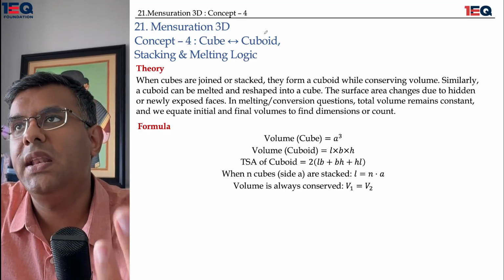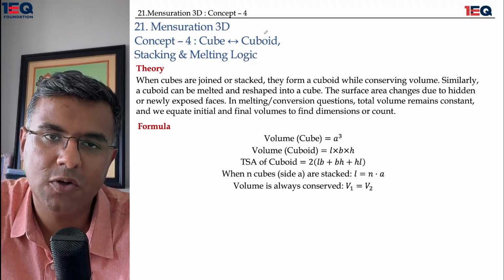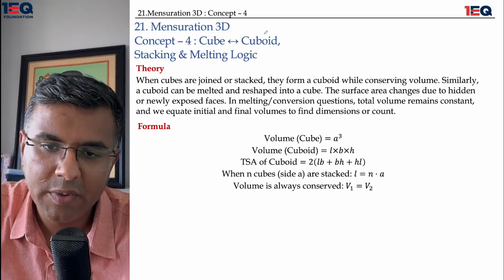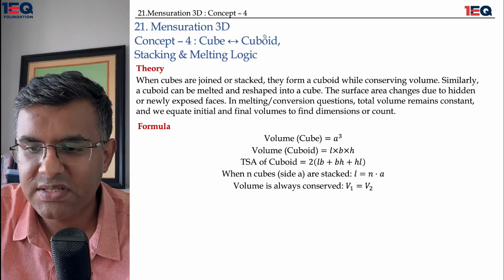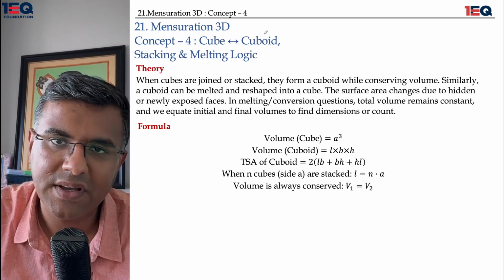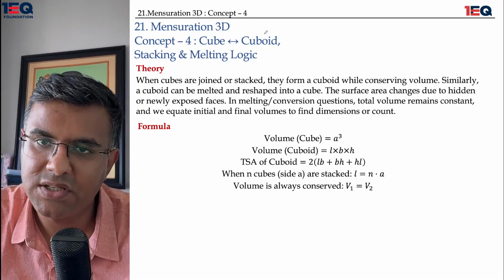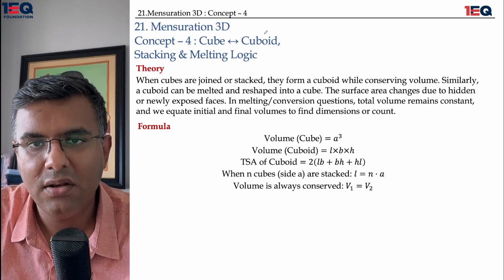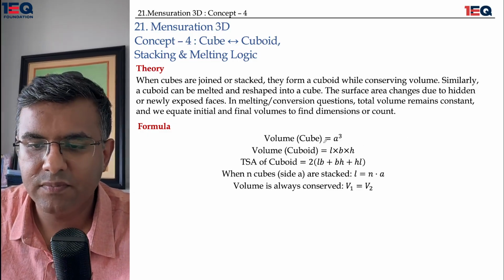What happens when we melt a smaller cube or multiple small cubes into a bigger cube, or a bigger cube into multiple smaller cubes? What actually happens is that the volume always stays conserved. The volume doesn't change. Whatever is coming in is what will go out. So again, the same formulas.